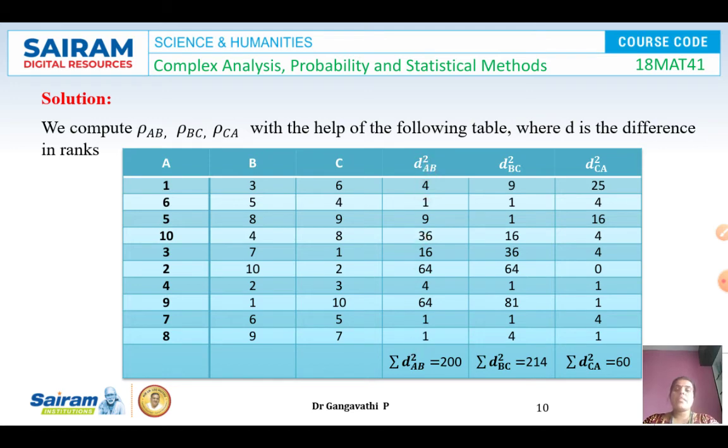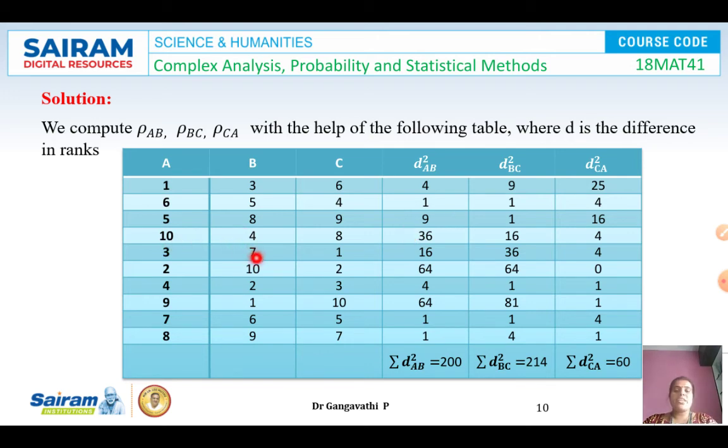So now consider Judge A and Judge B. The difference here is 1 minus 3, which is minus 2. Minus 2 whole square gives you 4. Similarly, 6 minus 5 is 1. 1 square is 1. 5 minus 8 is minus 3. Square of minus 3 is 9. Similarly, 10 minus 4 is 6 and 6 square is 36.